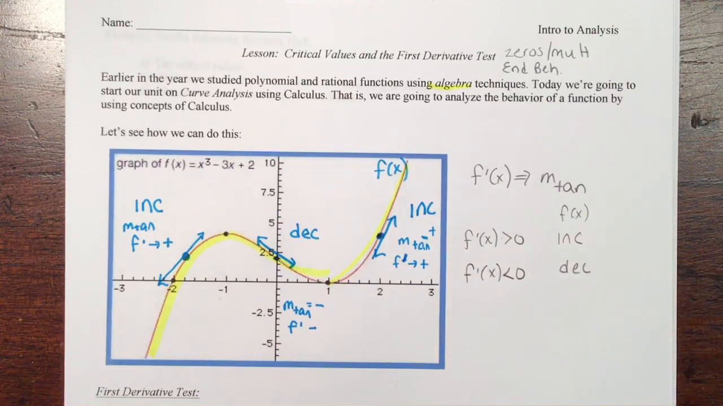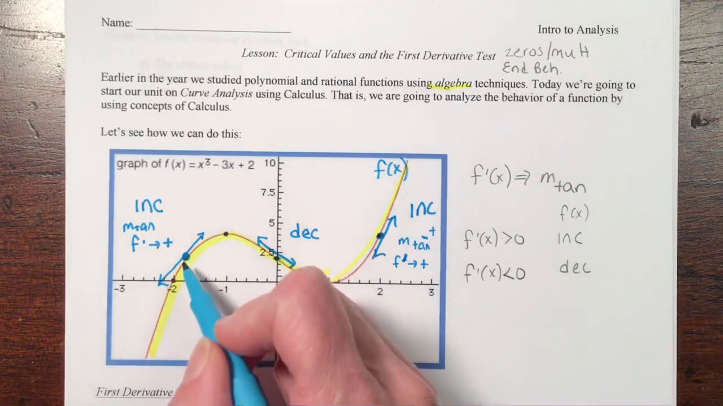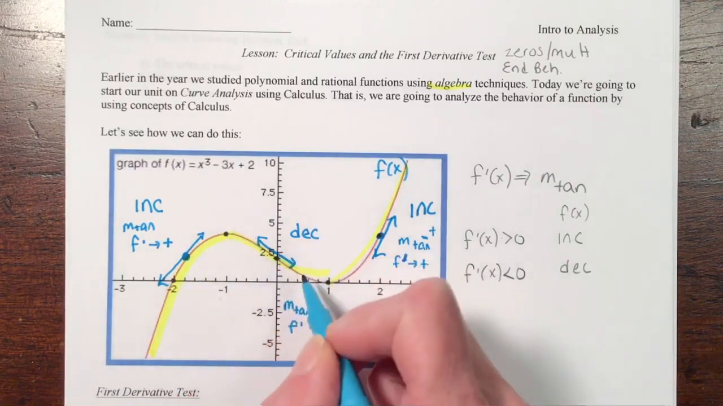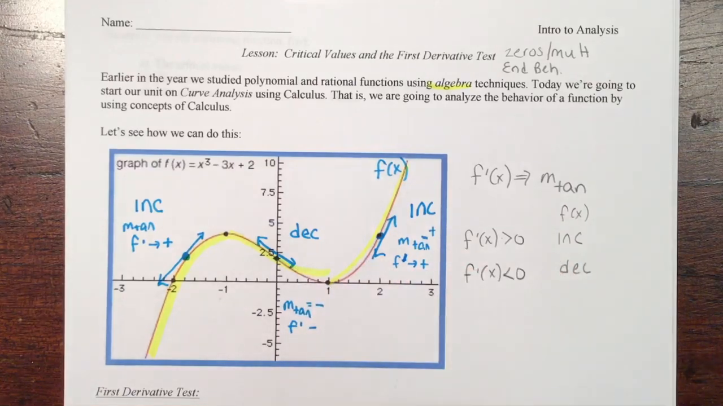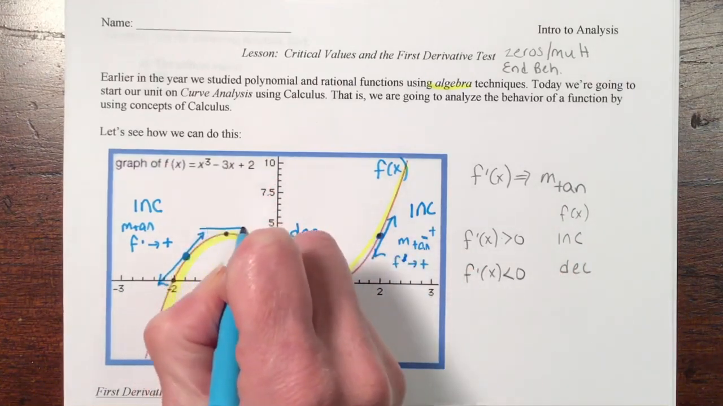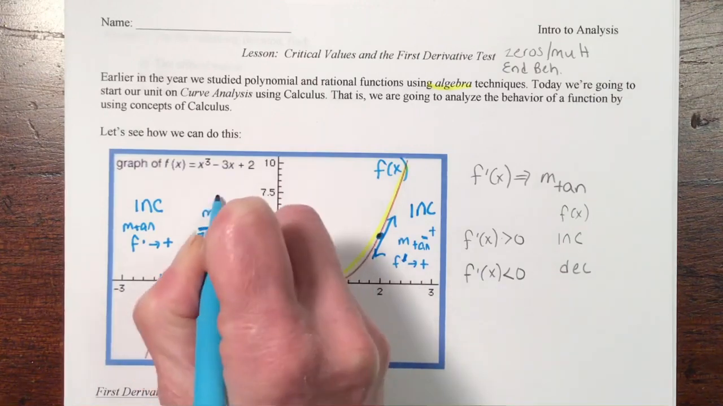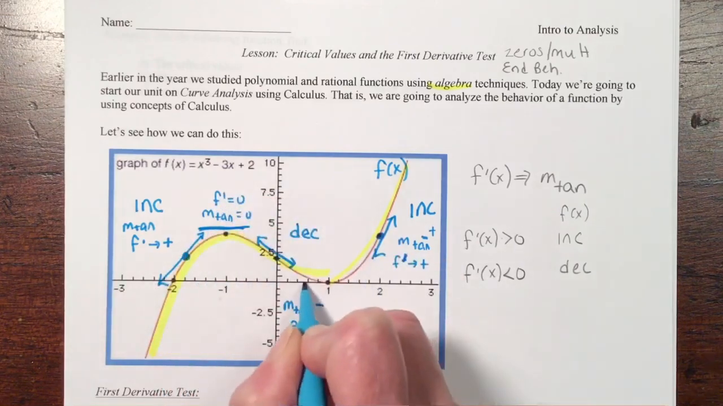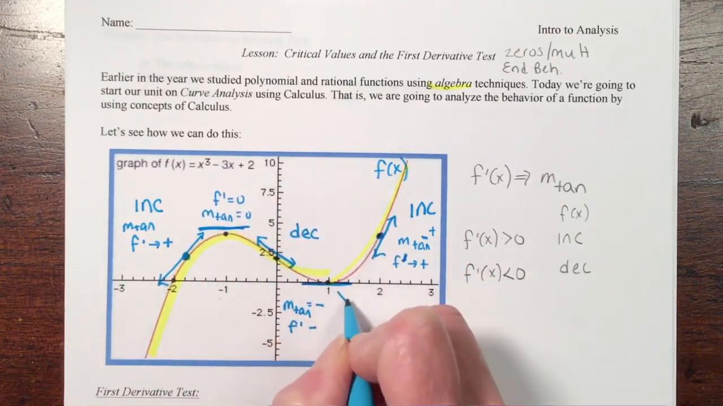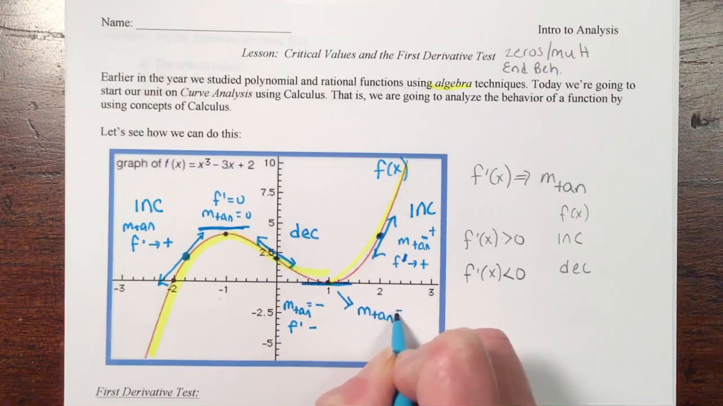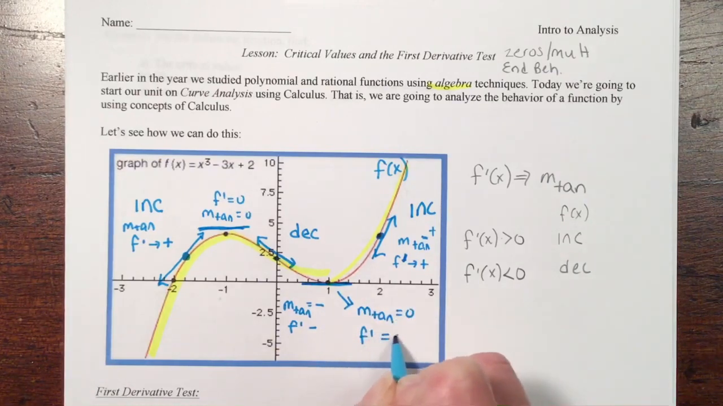Okay. So we're going to use this today, and we're going to talk about how to describe intervals where a function is increasing and decreasing. We also have to talk about one other thing at this point, and that's going to be what happens when my curve goes from increasing to decreasing, or vice versa. If you notice, at each of these points, this is where the slope of the tangent line is 0, or where the derivative is 0.